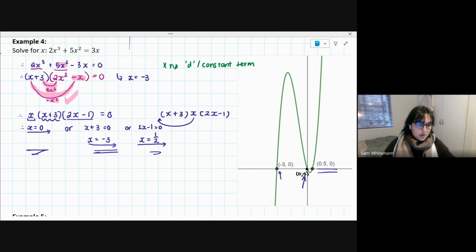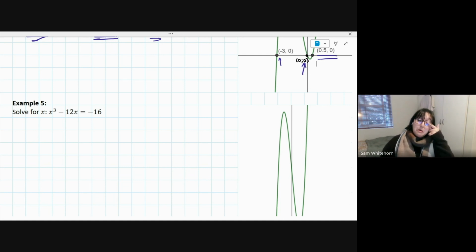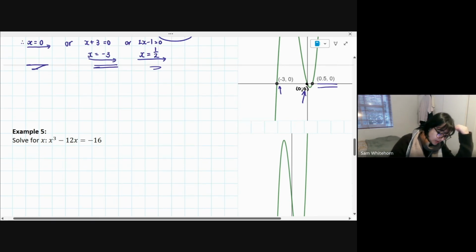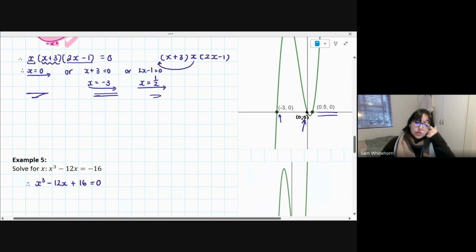Okay, let's have a look at example 5. So we've got x cubed minus 12x equals -16. Oh gosh. And once again, we are trying to solve for x, so we're trying to solve our equation. First things first, though, I have to put it in standard form. If it's not in standard form, it is completely useless. So standard form here would be x cubed minus 12x plus 16 equals 0. So again, just be mindful of what terms you do and don't have.